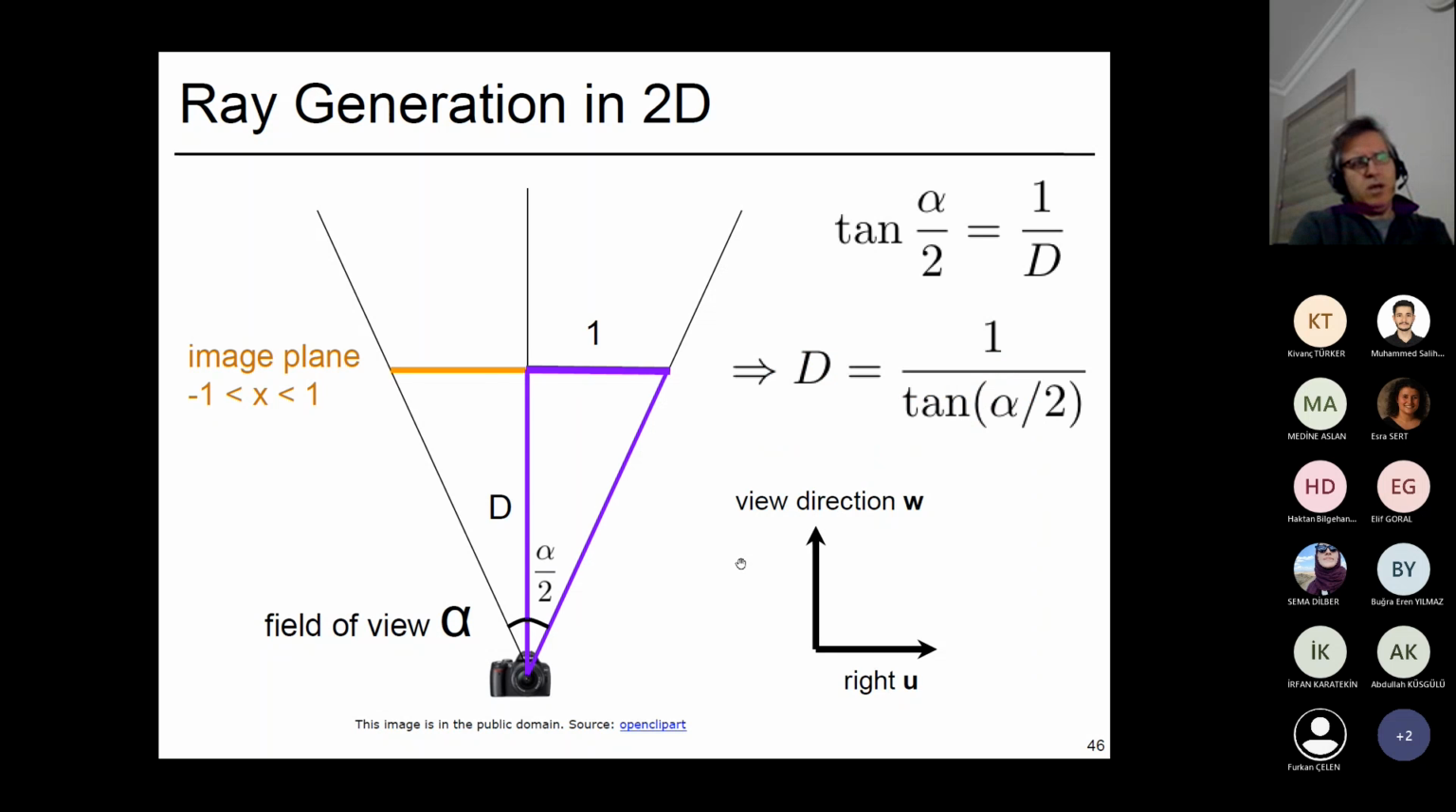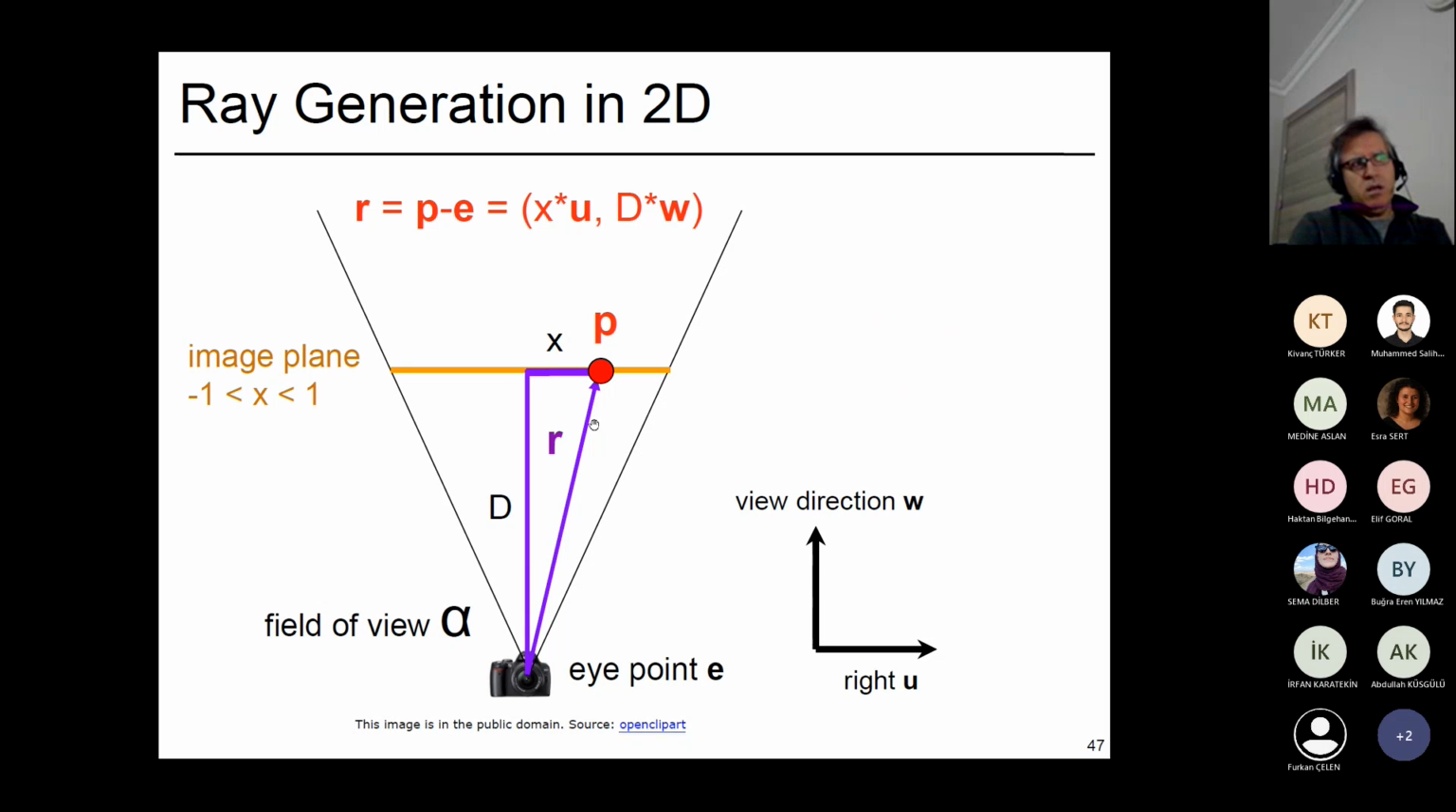Let's say this distance d corresponds to the field of view of my frustum in this direction. Half of that field of view is this one. And from simple trigonometry, this d is simply 1 over tangent of alpha over 2, right? So this is very simple. And then this point here is P, and the ray is going to be P minus this one. So this minus this will give me this ray, right?